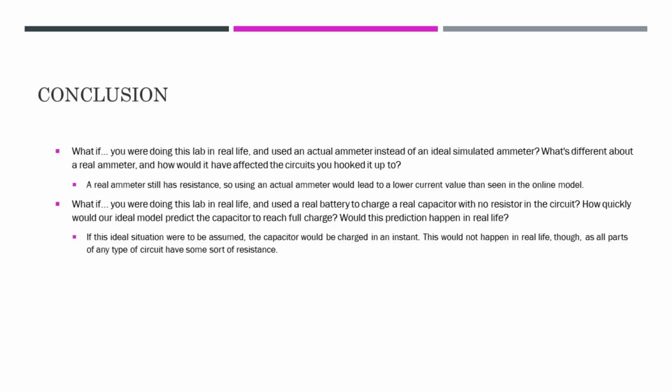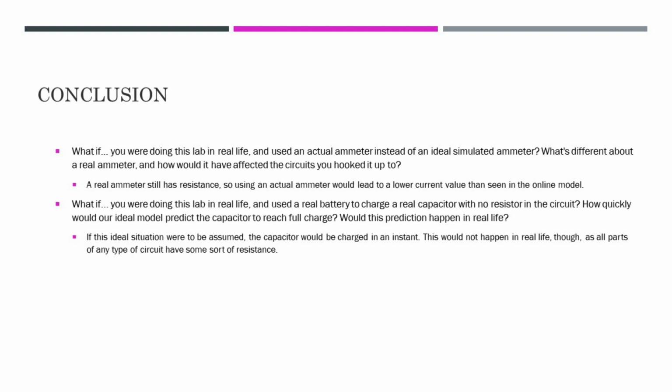And then for our what if questions: what if you were doing this lab in real life and used an actual ammeter instead of a simulated ammeter? What's different about a real ammeter and how it affected the circuits you hooked it up to? A real ammeter still has resistance, so using an actual ammeter would lead to a lower current value than seen in the online model.